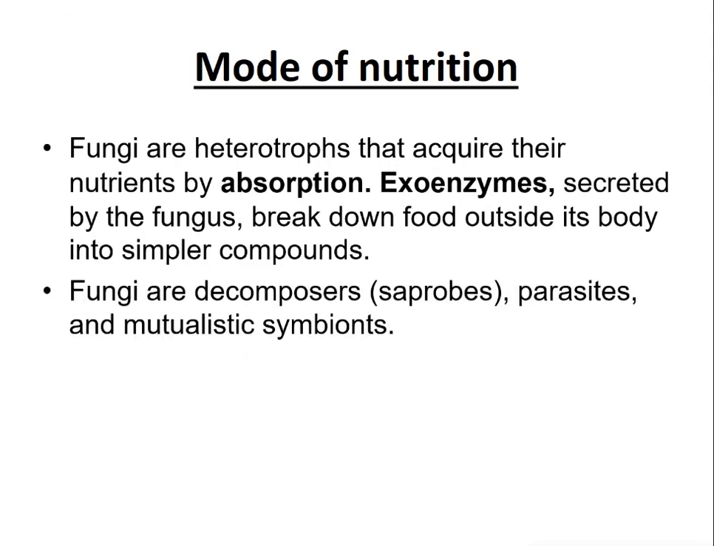Mode of nutrition for fungi. Fungi are heterotrophs that acquire nutrients by absorption. Due to that, they secrete exoenzymes that help to break down food outside the body of the fungus into simpler compounds. Some fungi are good decomposers that we call saprobes. Some are parasitic fungi and some are mutualistic symbionts, whose presence gives benefit to both the host and the fungi itself.